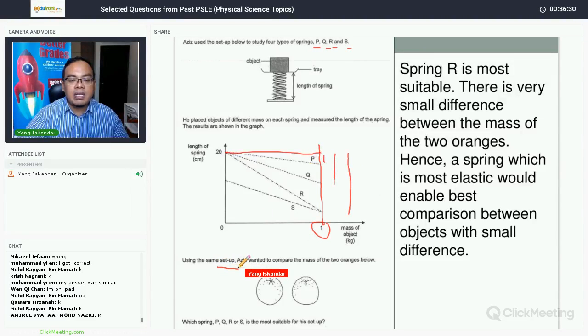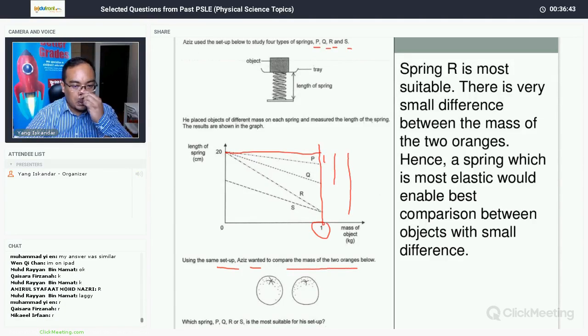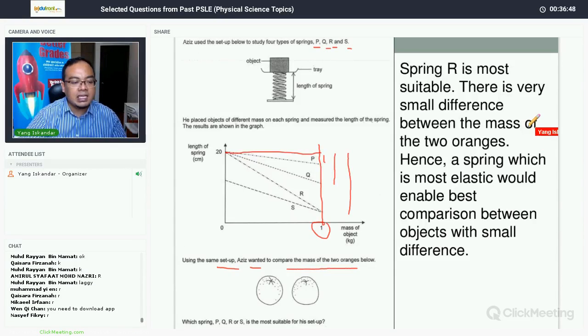Now, using the same setup above, Aziz wanted to compare the mass of the 2 oranges below. Which spring, P, Q, R, or S, is the most suitable for his setup? Explain. R? Okay, why? Why R? Okay, without looking at my answer, why R?